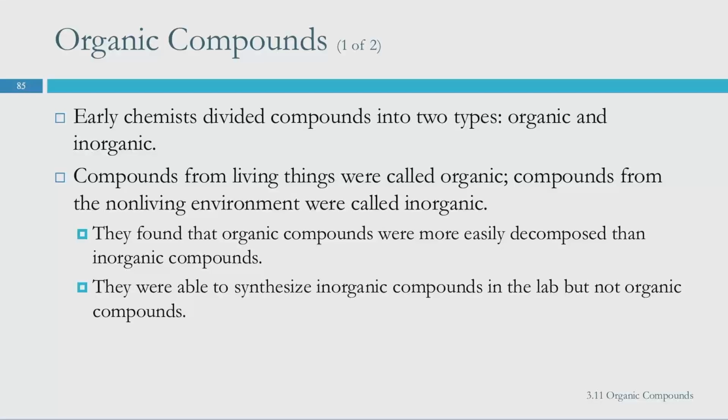So early chemists divided things into organic and inorganic. Organic compounds come from living things. Things that come from non-living things got called inorganic. So think rocks and dirt. They found that organic compounds decomposed fairly easily compared to inorganic compounds. They were able to synthesize inorganic compounds in the lab, but organic compounds were not so easily synthesized.